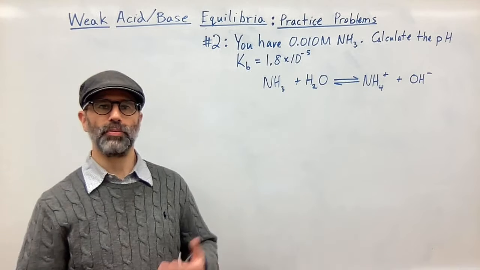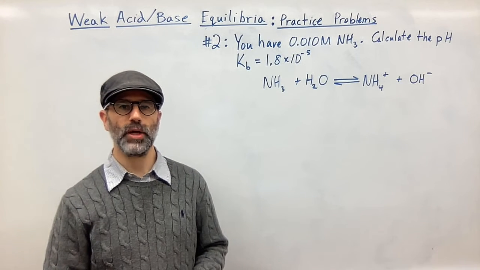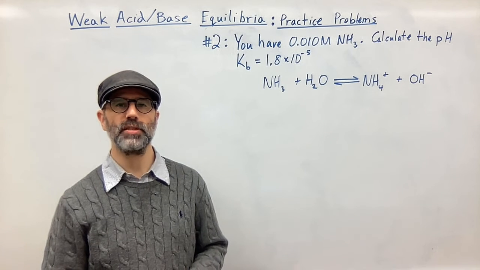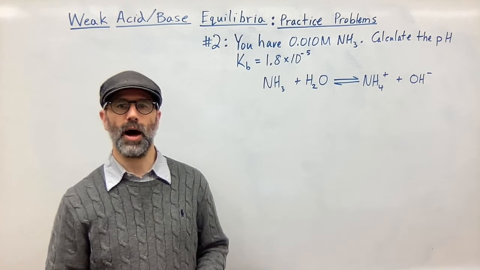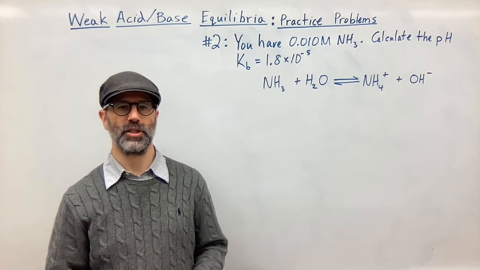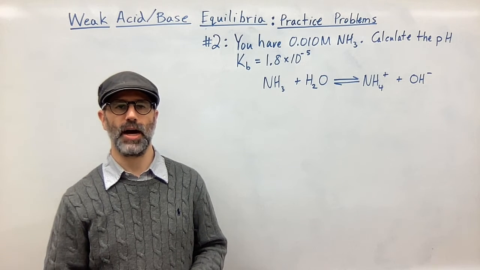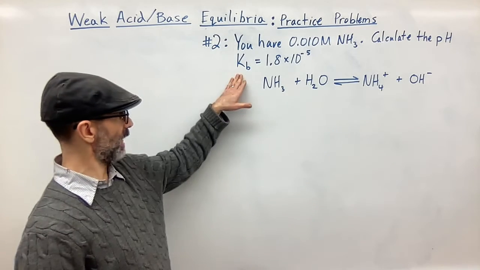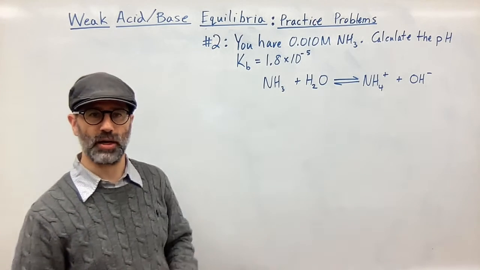Okay, here we are with problem number 2. So now we're dealing with a weak base here. So here we have 0.010 molar NH3 solution. This is ammonia. So ammonia is a weak base, and they're asking us to calculate the pH. And they gave us the Kb, which is 1.8 times 10 to the negative 5. And here we have the balanced equation.